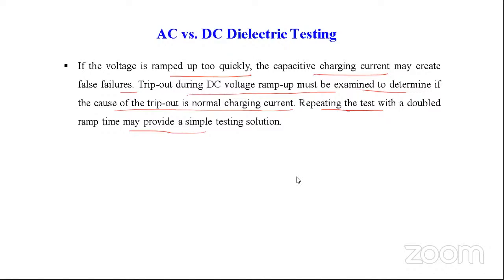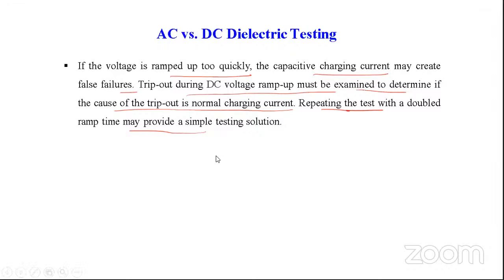Okay. So that is the thing. This is the advantage of the DC over AC, there will be less charging current. But sometimes if the voltage is ramped up quickly, there is a chance of false failure because the capacitive charging current drawn from the DC source is more, and that may exceed the trip current setting. Okay.